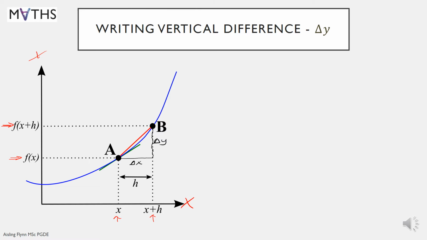Okay, so we're going to write the vertical difference first. So delta y, which will be the difference of the y value from point B and the y value of point A. So it will be f of x plus h minus f of x. Okay, that is your delta y.